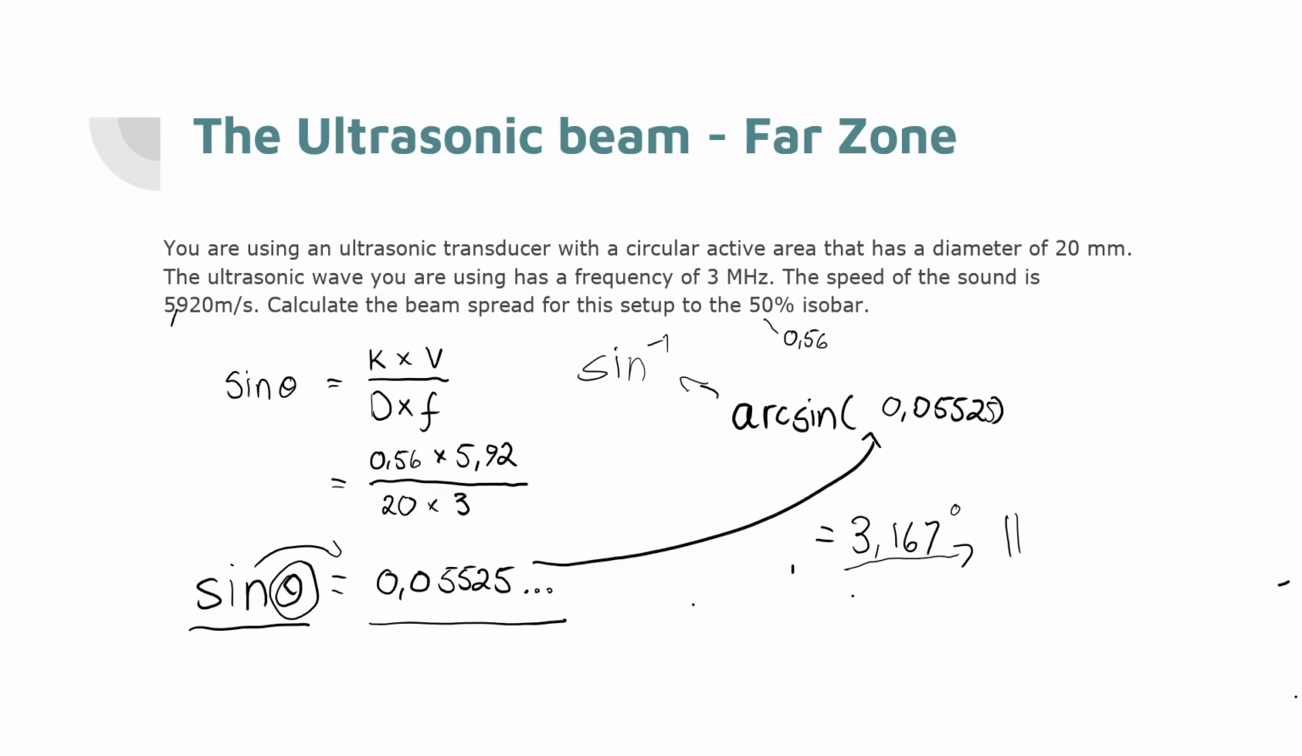Now, the next tricky part to remember is this is the half angle. The formula gives us the half angle. So in order to get the full angle, really easy, we just multiply it by 2. So if we multiply that by 2, we get 6,334 degrees. And this should be your full angle of beam spread.